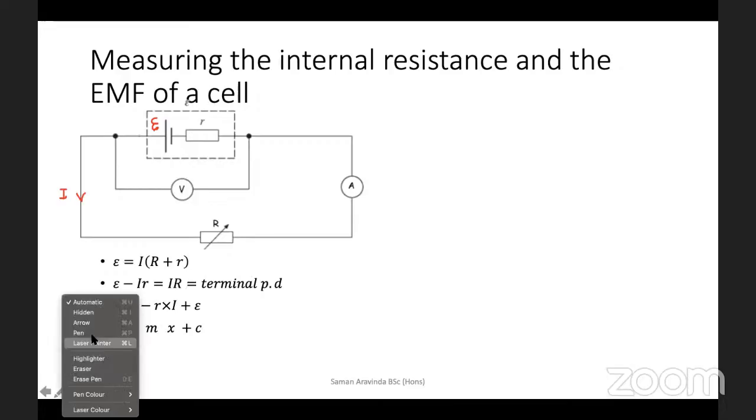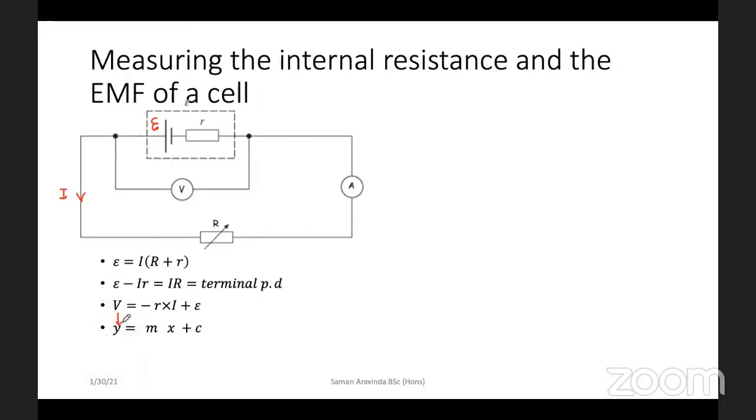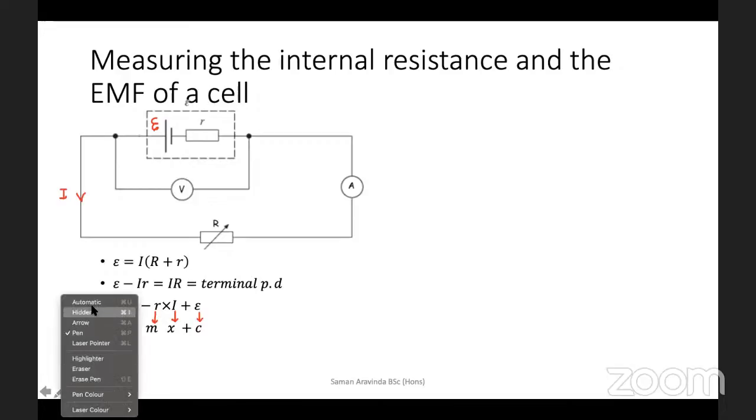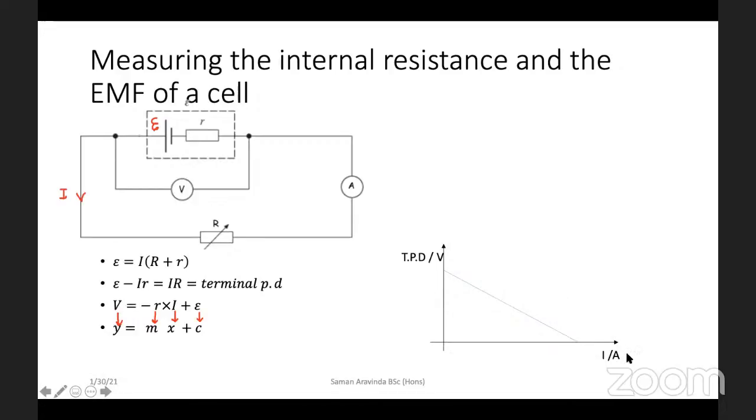So what is my y variable? My y-axis will be the terminal potential difference. The current axis will be the ammeter reading, that is the x-axis. So if I draw a graph, the negative gradient of my graph will give me what? The internal resistance. And the intercept of the graph will give me what? The EMF. Shall we write it down? Internal resistance equals negative gradient. Then EMF is equal to the intercept on the EPD axis.